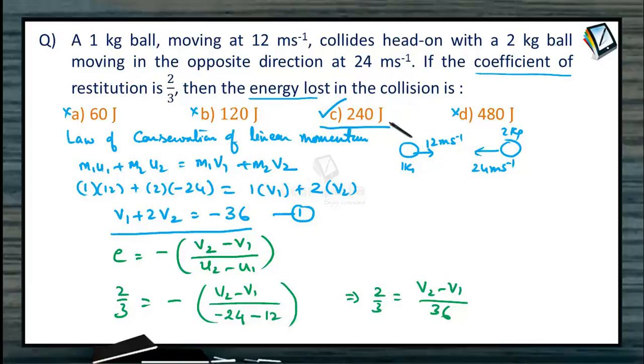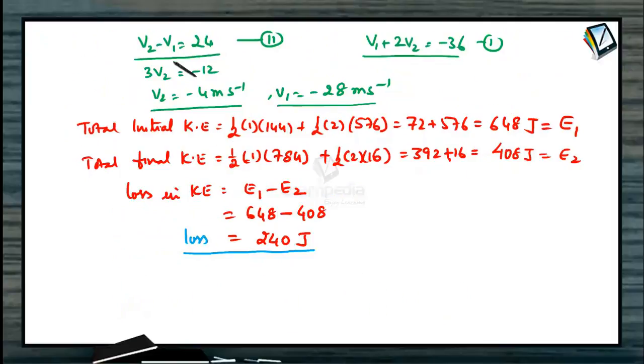So what we have done in this problem, is it clear to you? By using the law of conservation of linear momentum, we got one equation: v1 plus 2v2 is equal to minus 36. By using the coefficient of restitution as velocity of separation to velocity of approach equal to e, we got another equation: v2 minus v1 is equal to 24. Using these two equations, we calculated v1 and v2. Then we calculated the total initial kinetic energy and the total final kinetic energy. Loss in kinetic energy is E1 minus E2, so we got 240 joules.